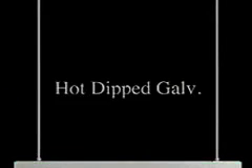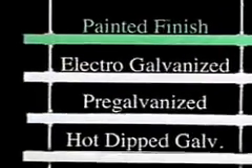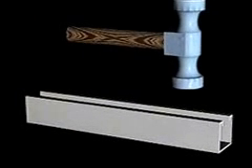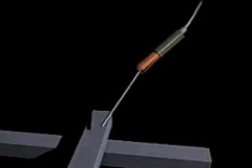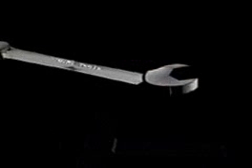Versatile because Unistrut metal framing components are available in hot dip galvanized, pre-galvanized, electro-galvanized, and permagreen finishes for use in any exterior or interior environment. Strong because Unistrut components are manufactured from steel, stainless steel, or aluminum. Economical because Unistrut metal framing eliminates the need for expensive welding and can be assembled quickly with minimal training, reducing labor costs.